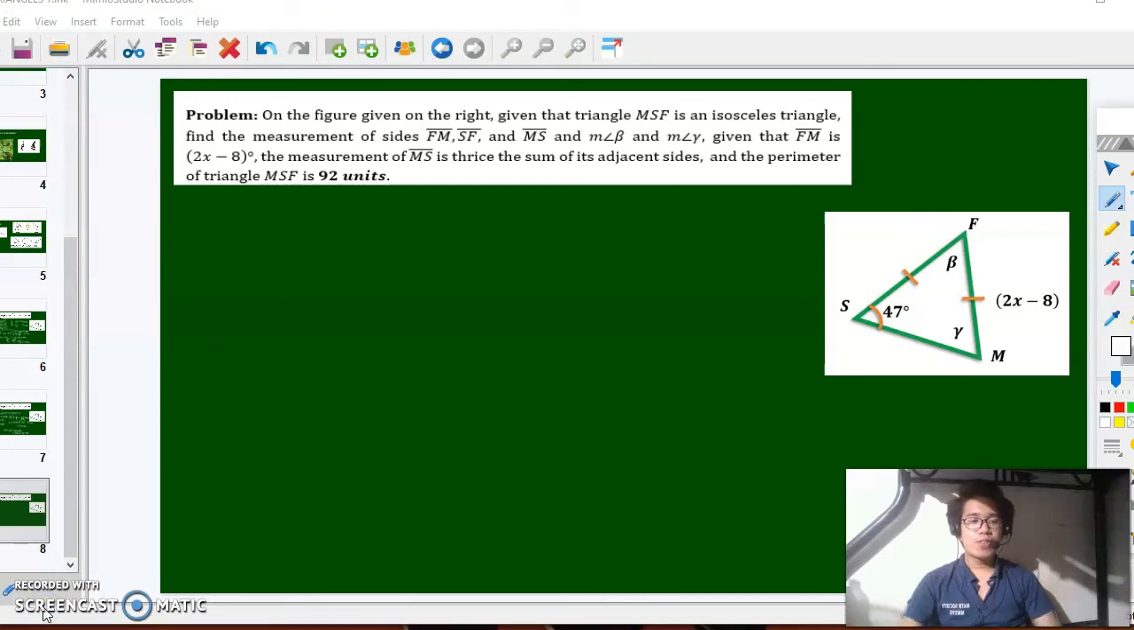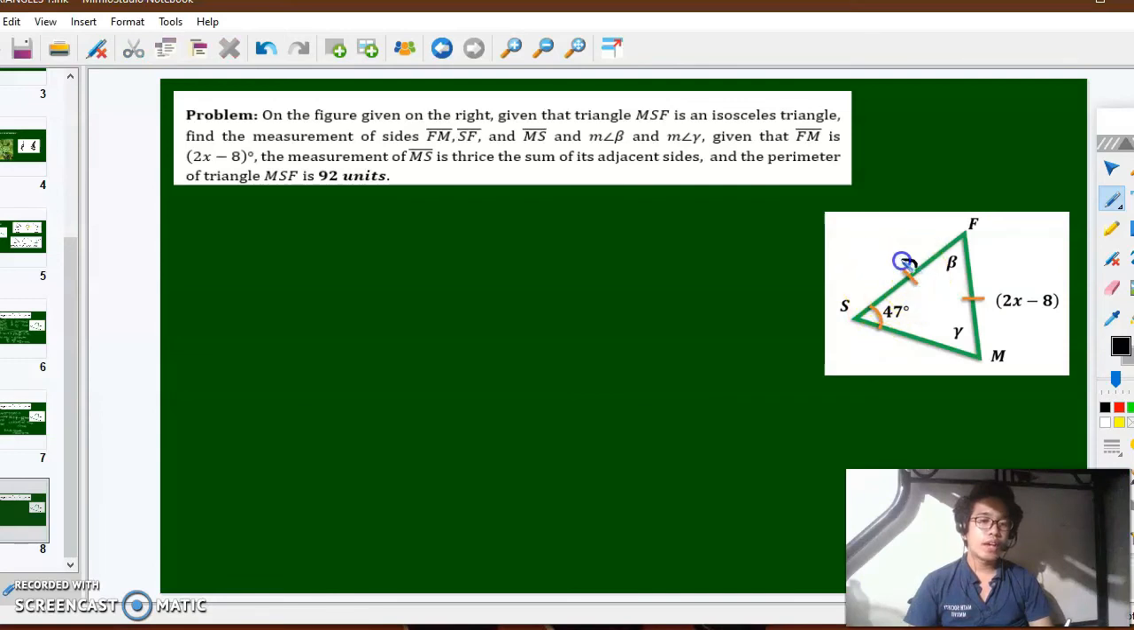Now, solving for the measurement of the angles. This triangle is an isosceles triangle. If it's an isosceles triangle, I'm going to use a black ink so that we can see it much clearer on our illustration. We have here two congruent sides, and these two congruent sides also have the same angles. So if this is 47 degrees, this is also 47 degrees.